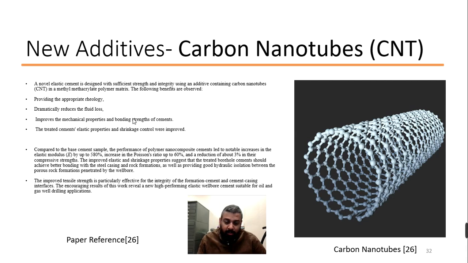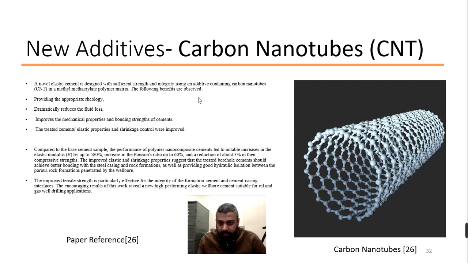It increases the bonding property, so you will have better bonding with the casing as well as good bonding with the formations that you are dealing with, and it will have better shrinkage control. For example, over time the cement will not lose its properties and so on. There is a lot of research going on, and the research references are attached in this video.